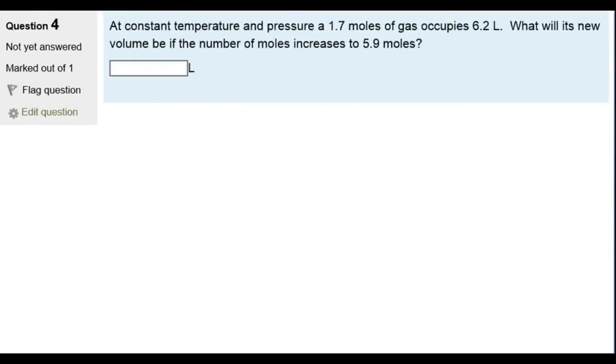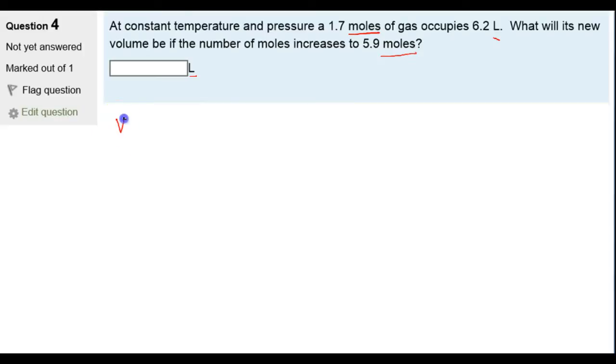Let's take a look at the next example. In this example, it says at constant temperature and pressure, 1.7 moles of gas occupies 6.2 liters. What will its new volume be if the number of moles increases to 5.9 moles? So in this problem here, we are dealing with moles and liters. What formula do we know uses moles and liters, or volume? That is going to be an Avogadro's law problem.